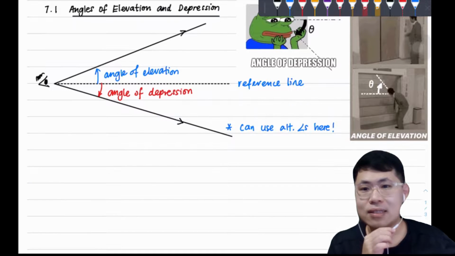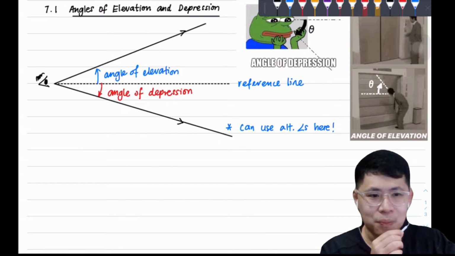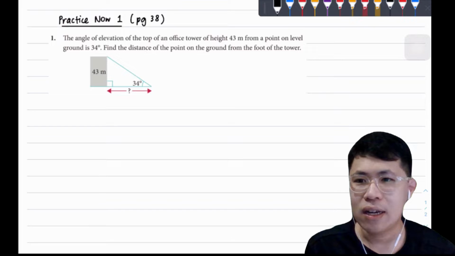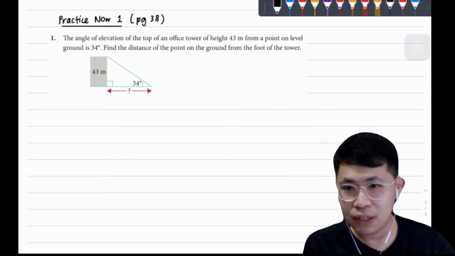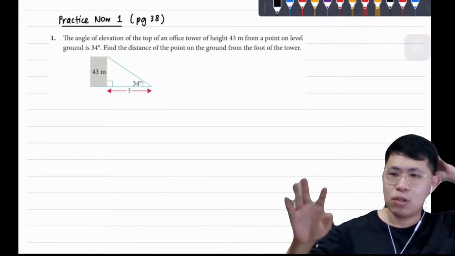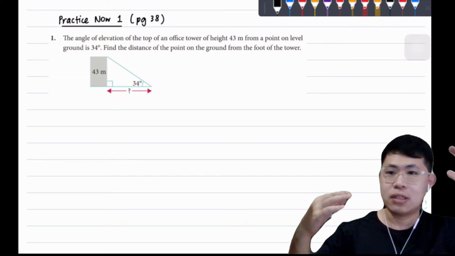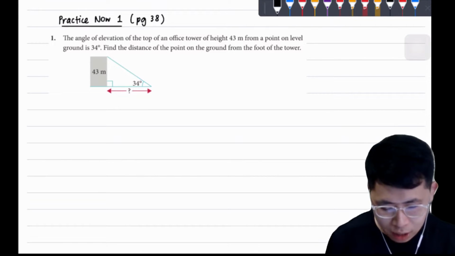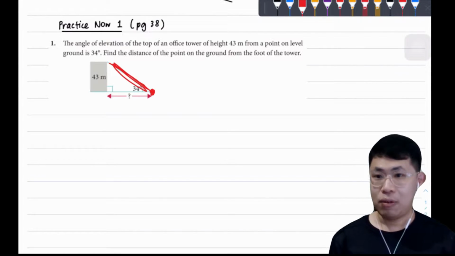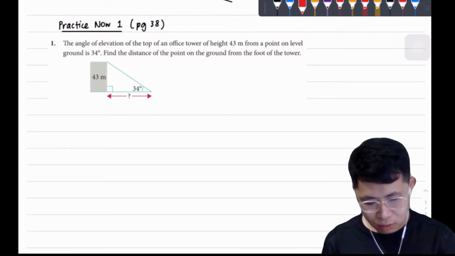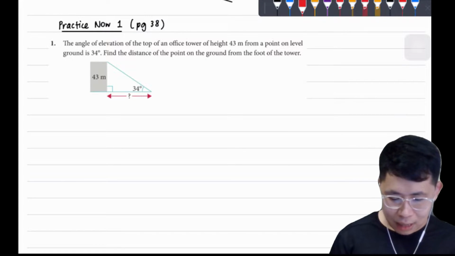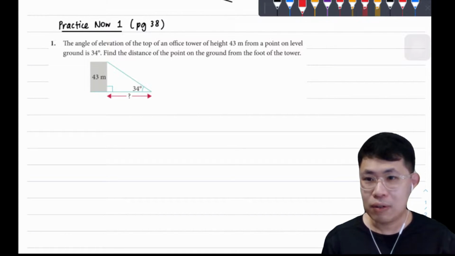Let's take a look at the questions now. Practice now 1 tells us the angle of elevation of the top of an office tower of height 43 meters from a point on level ground. Always make sure to read all these directional instructions, because they give us the position. We are over here on the ground, and this is our line of sight. The angle of elevation from the ground is 34 degrees, and the tower is 43 meters.